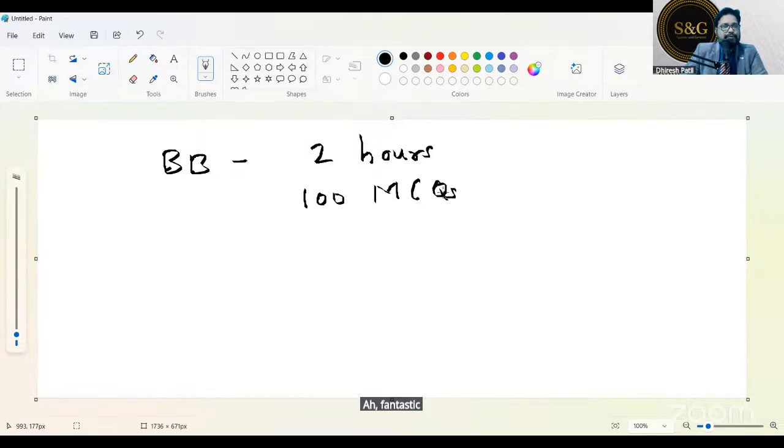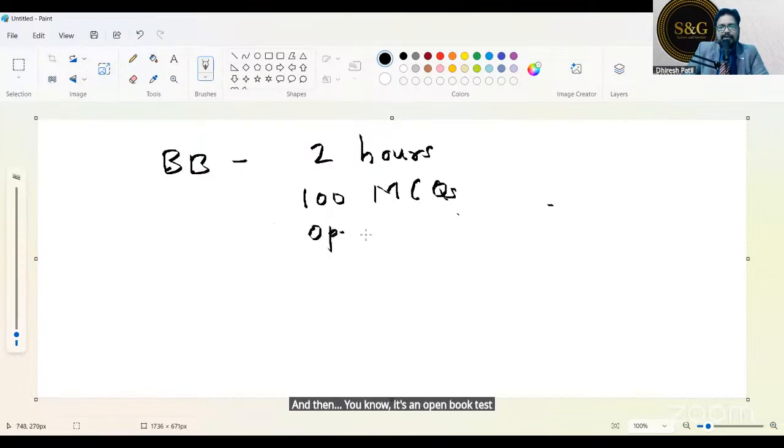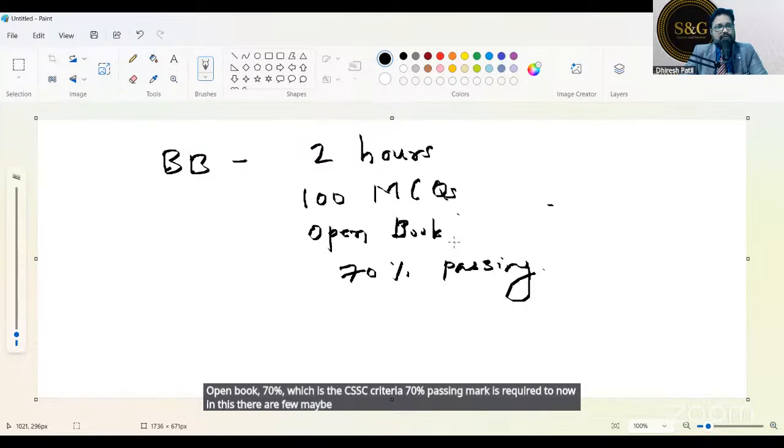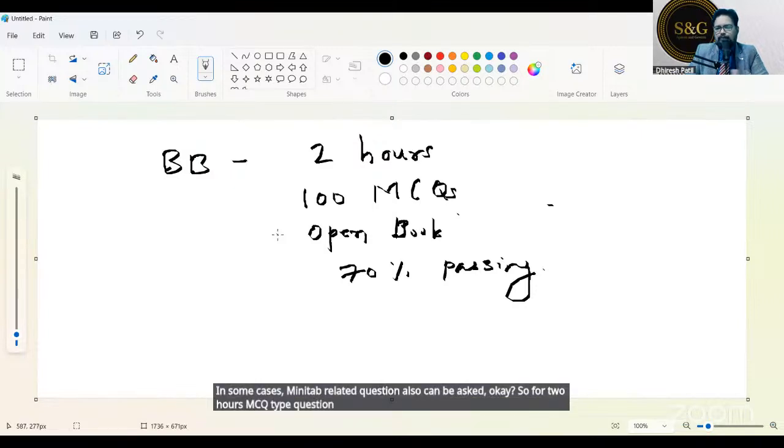Fantastic. So, if you have completed and gone through the entire course content, and if you're ready for the examination, please go ahead. And it's an open book test again, same thing. Open book. 70%, which is the CSSC criteria. 70% passing mark is required. Now in this, there may be some Minitab related questions, some screenshots of Minitab. So keep your Minitab handy, not strictly required, but just keep it handy. In some cases a Minitab related question can also be asked. So: 2 hours, MCQ type questions, 100 questions, open book test, 70% passing.